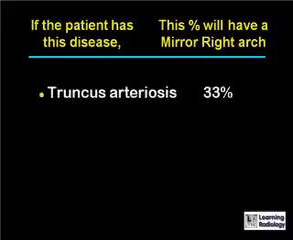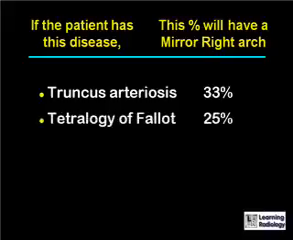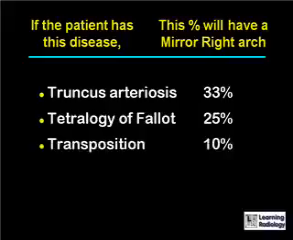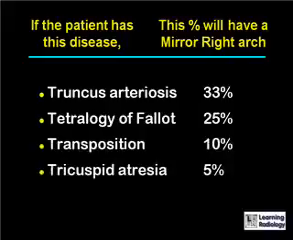If a patient has truncus arteriosus, there is a 33% chance that it will be associated with a mirror image right aortic arch. If they have tetralogy of Fallot, a 25% chance. And transposition of the great vessels, a 10% chance. Tricuspid atresia, 5% chance.